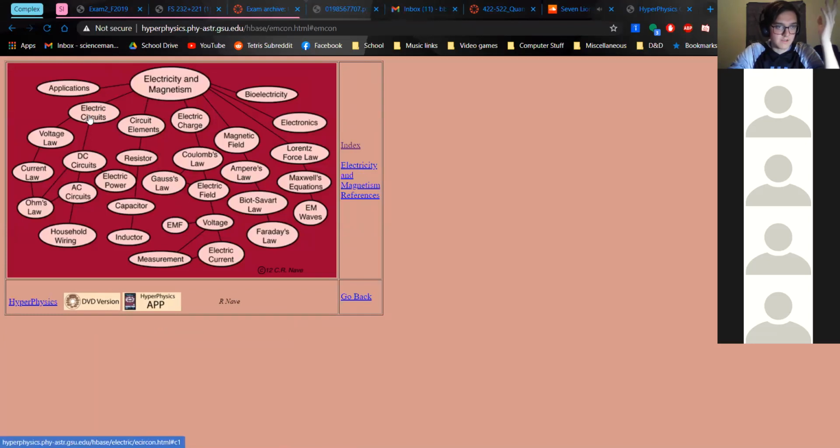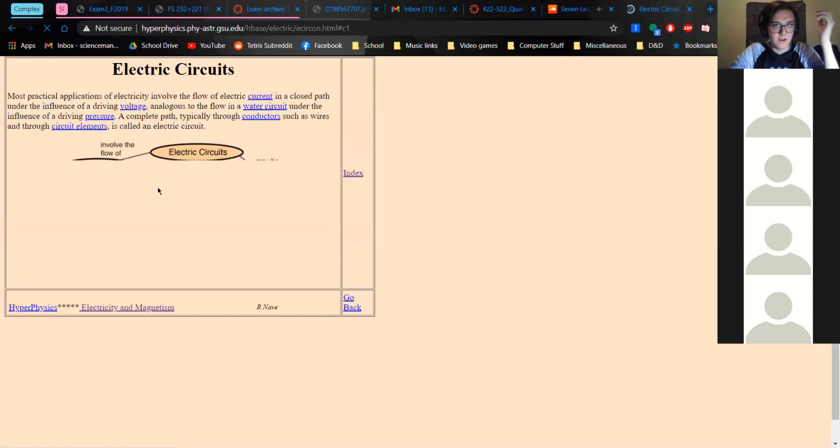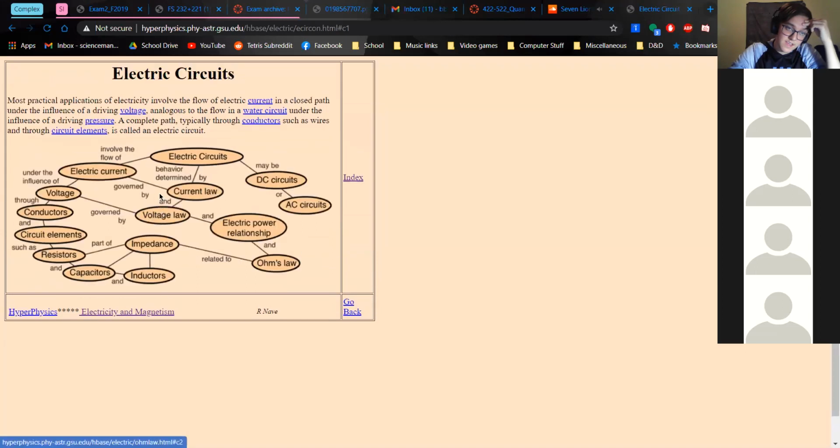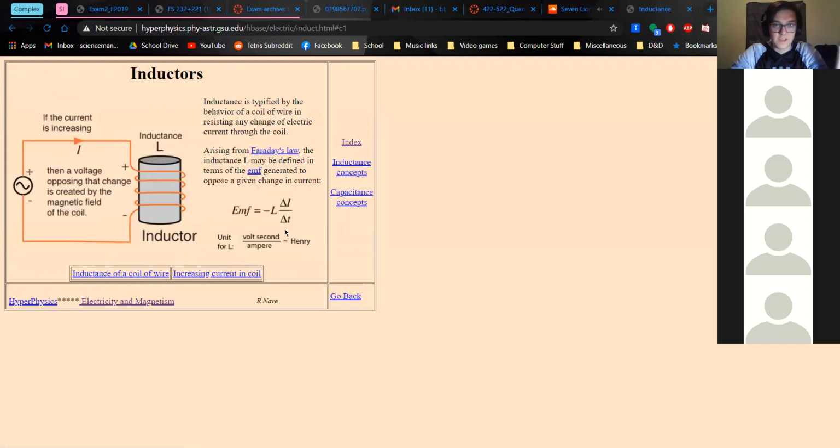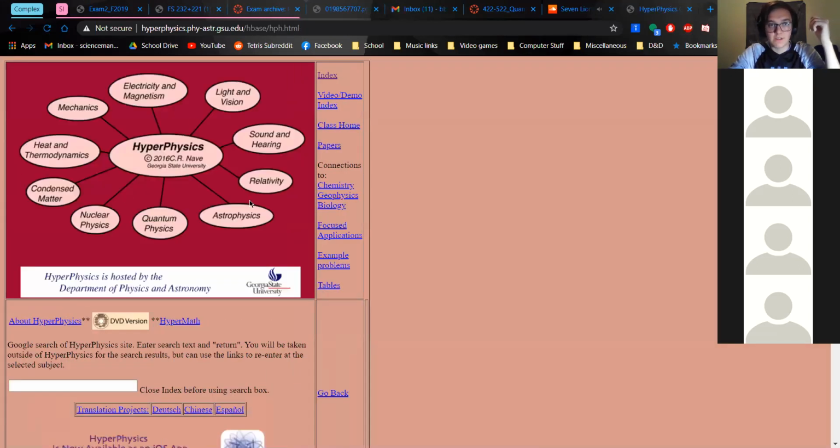So, electric circuits, click on that. They've got all these concept diagrams, and I think they have AC LRC circuit stuff here. Let's go to inductors. Boom, they give you EMF is L di/dt, stuff like that. It's super useful. Hyperphysics is really nice for all sorts of things.